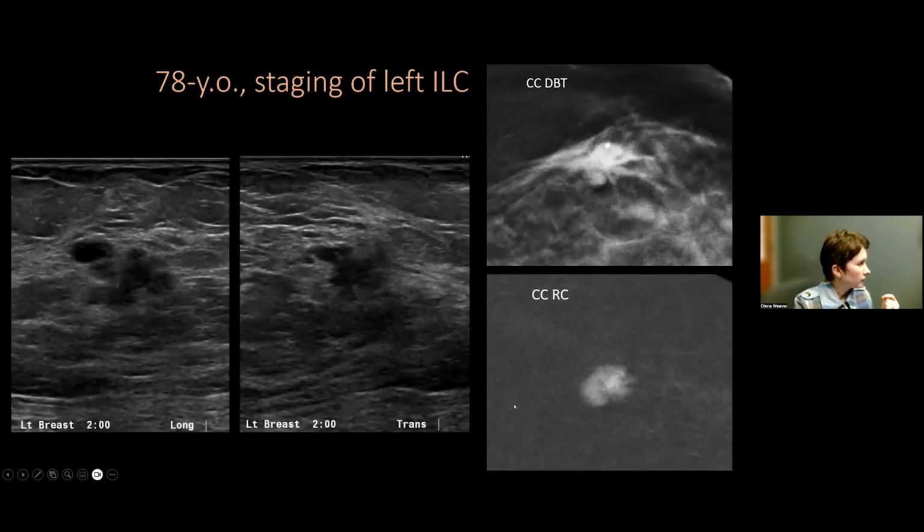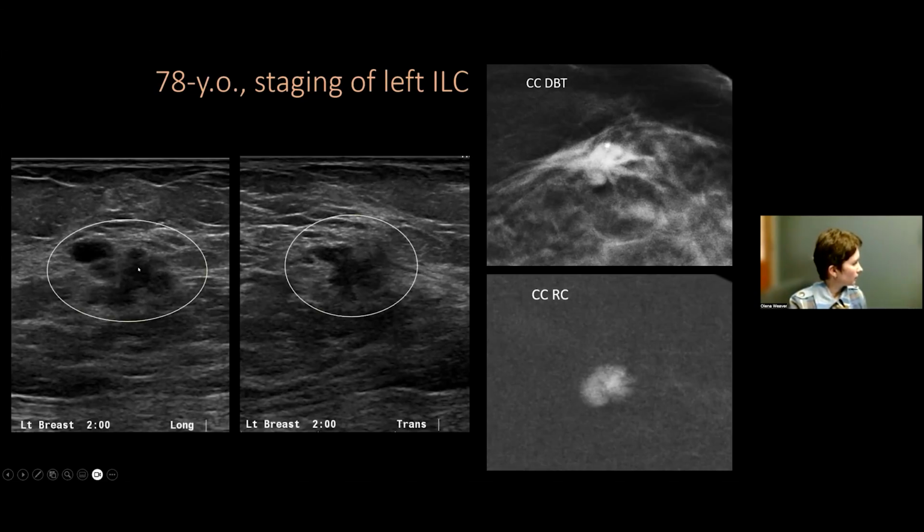And on the left, so this is the ultrasound. An interesting point here is that on ultrasound, you see this rather irregular mass with microlobulated margins, little angular margins, pretty irregular. However, on CEM, it looks a bit more circumscribed. Not circumscribed, of course, but much more circumscribed than on the ultrasound images.